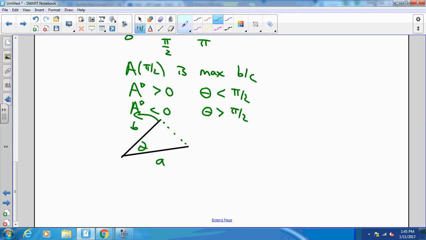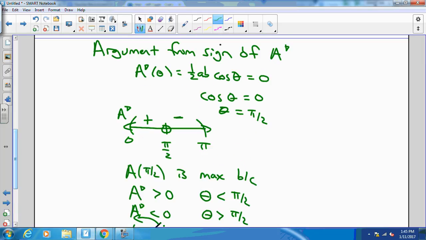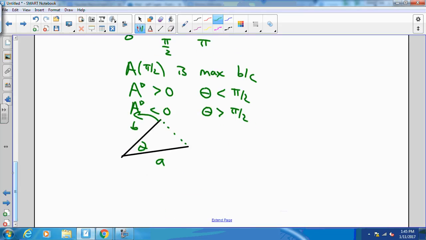And as I rotate this segment out, at first I increase the area of the triangle, which is reflected in the fact that A prime is positive, until I reach the critical point pi over 2, which gives me a right triangle. And thereafter, as I increase the angle more, I'm decreasing the area of the triangle, so that my area increases and then it decreases with a max at pi over 2. Does that make sense? Yes?